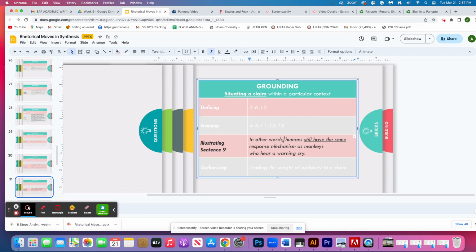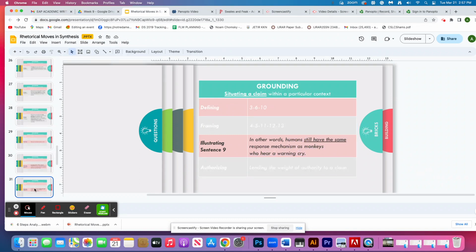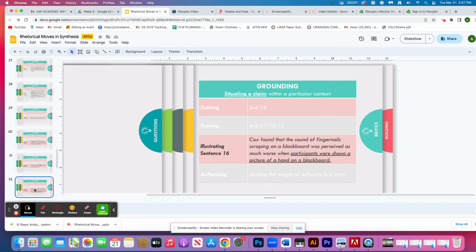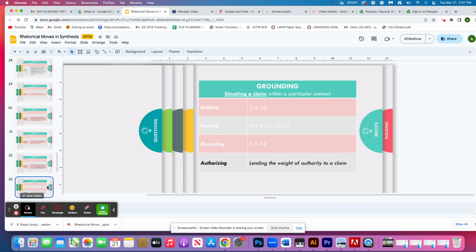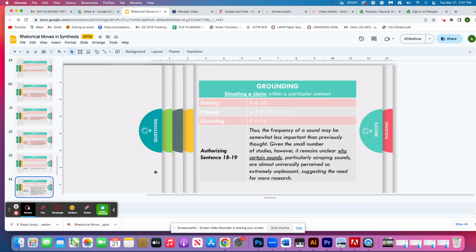Still humans have the same response. It's an example of human and monkey. So another illustration is this. Participants were shown, it's an example. Sentence 16. So authorizing is when we claim it. The last sentences, 18 and 19. The last two sentences are authorizing the final claim. That's all.